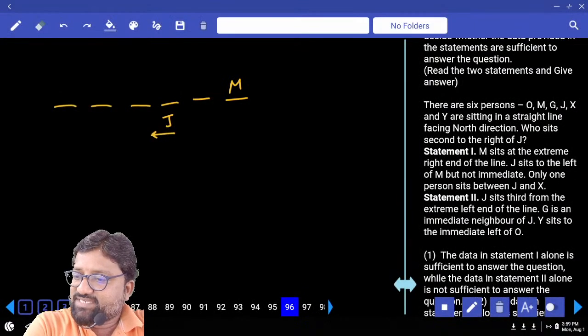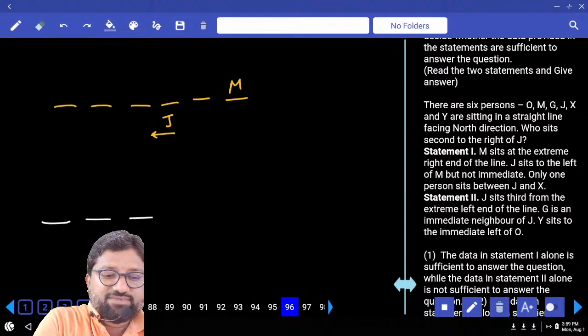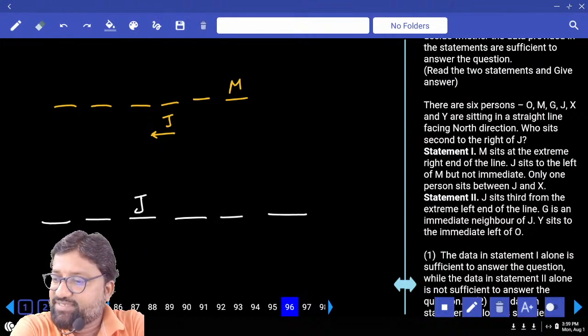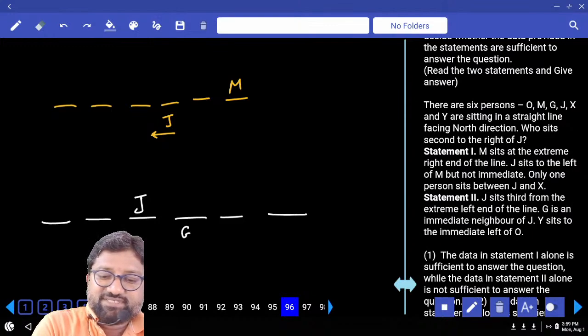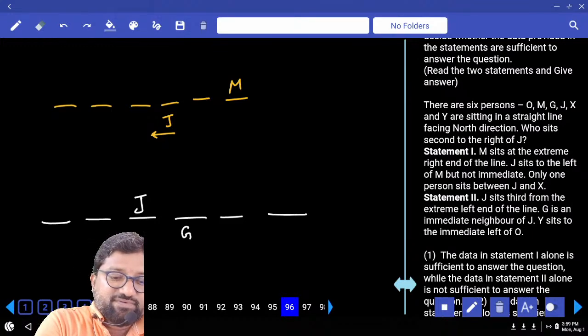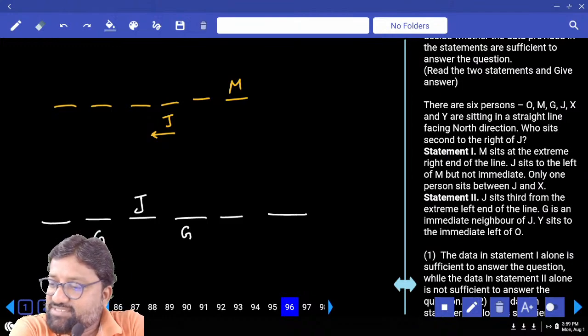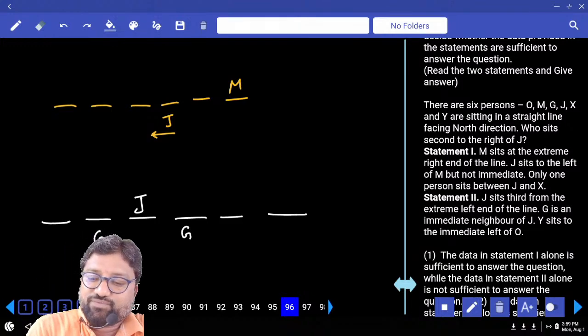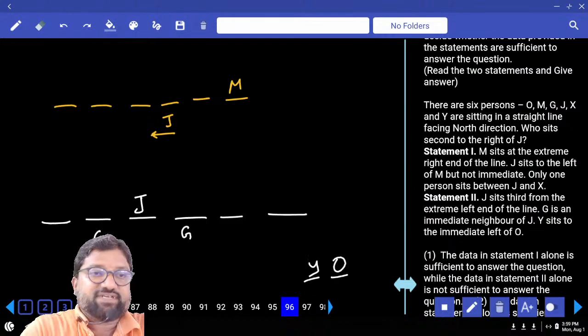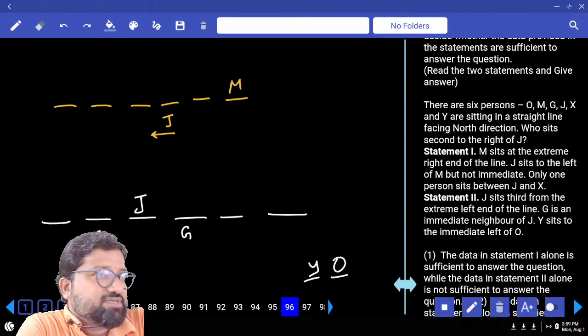What is 2? J sits third from the extreme left end of the line. 1, 2, 3, 4, 5, 6. G is an immediate neighbor of J. Y sits to the immediate left of O. Immediate left of O is Y. From this also I am not sure.